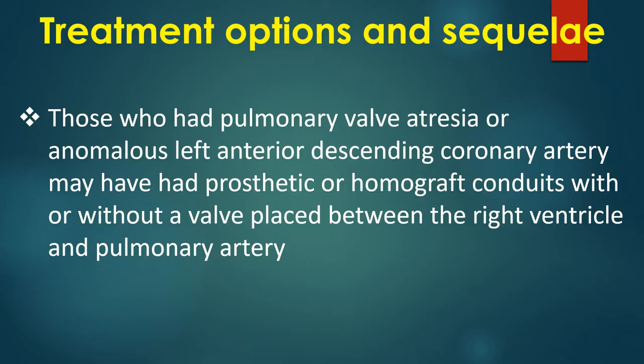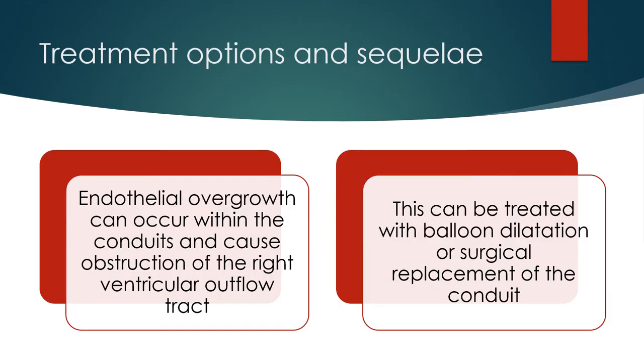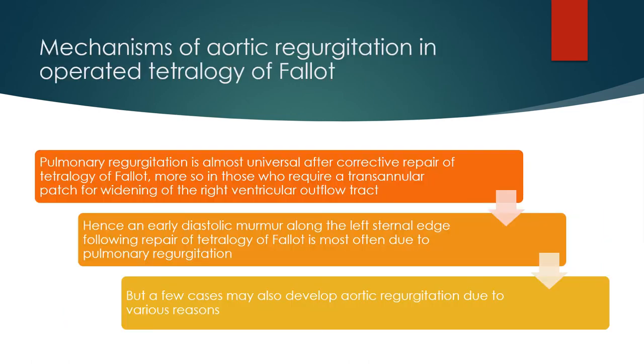Those who had pulmonary valve atresia or anomalous left anterior descending coronary artery may have had prosthetic or homograft conduits, with or without a valve, placed between the right ventricle and the pulmonary artery. Endothelial overgrowth can occur within the conduit and cause obstruction of the right ventricular outflow tract. This can be treated with balloon dilatation or surgical replacement of the conduit. Pulmonary regurgitation is almost universal after corrective repair of tetralogy of Fallot, more so in those who require a transannular patch for widening of the right ventricular outflow tract.